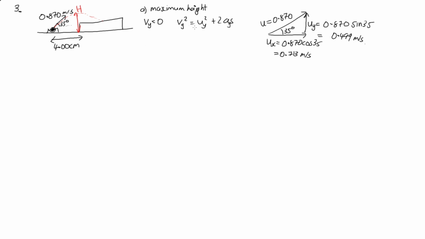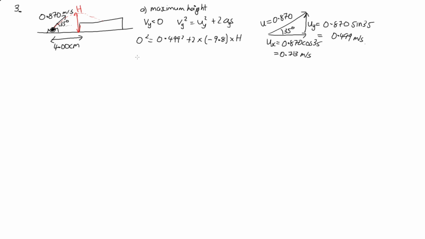Okay, so now we can substitute into this equation here. So we've got 0 squared is equal to uy, which is the 0.499 squared, plus 2 times ay, that's the acceleration in the y direction due to gravity. So this is equal to minus 9.8. The negative shows that it's going downwards because this velocity is upward, so it's positive. This is in the opposite direction. Times the displacement, which is the maximum height, h, which we're trying to find.